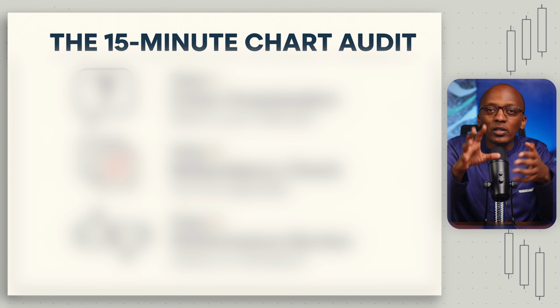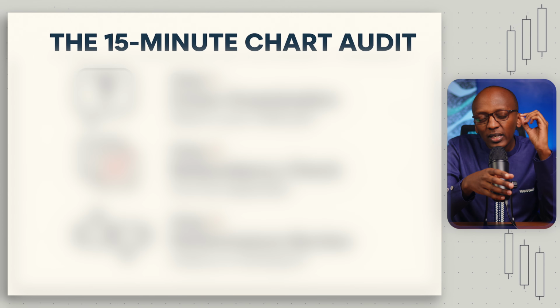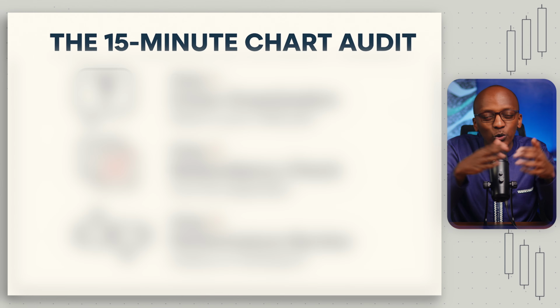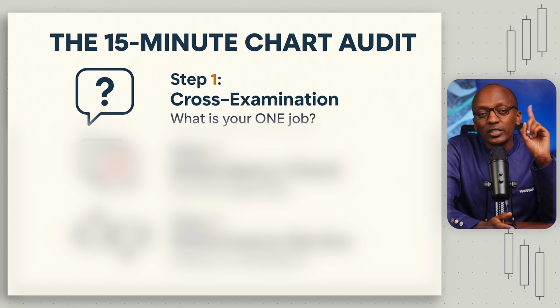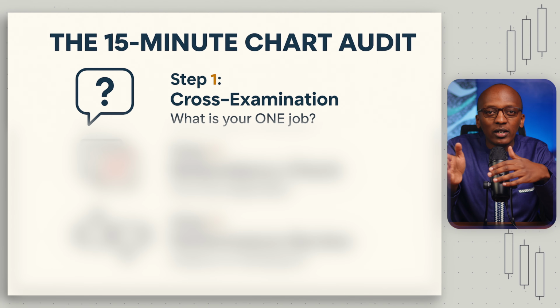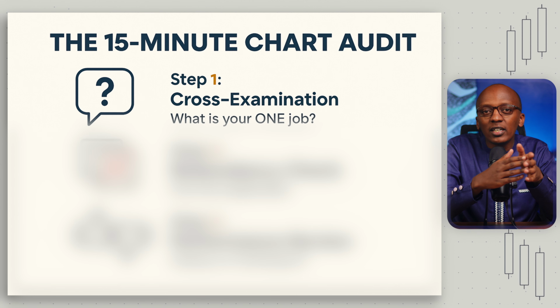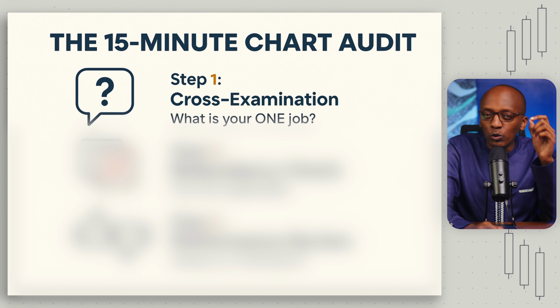What I mentioned is called the 15-minute chart audit, a simple 3-step process to run your indicator tribunal. So step 1, the cross-examination. For each indicator on your chart, you must answer this question out loud.